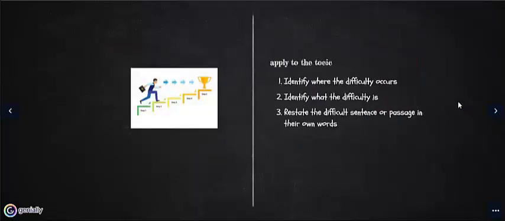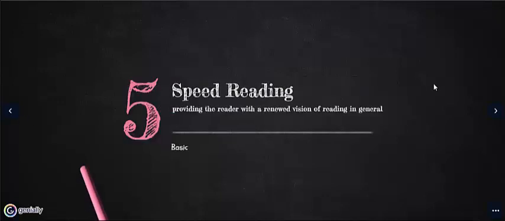And how to apply it for TOEIC is identify where the difficulty occurs, identify what the difficulty is, and restate the difficult sentence or passage in your own words. So we have to think in simple words, not exactly in what the reading said.